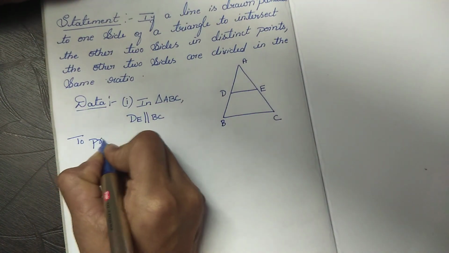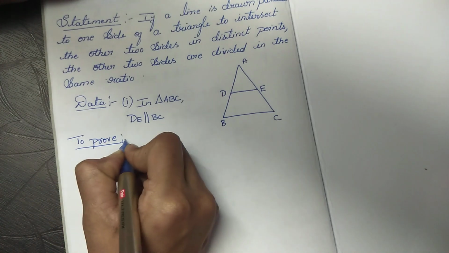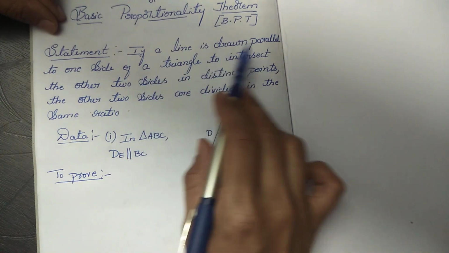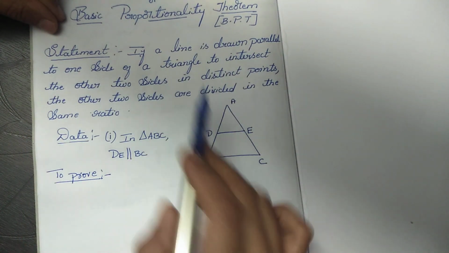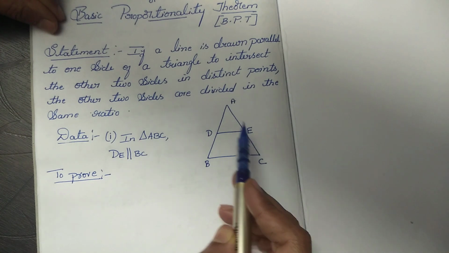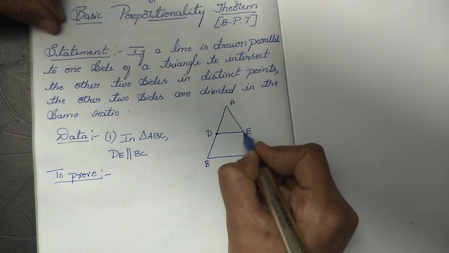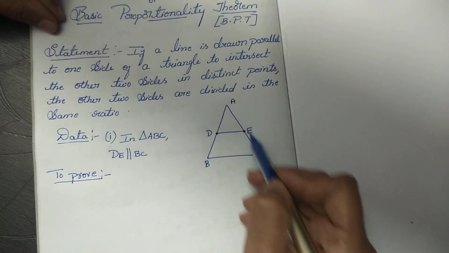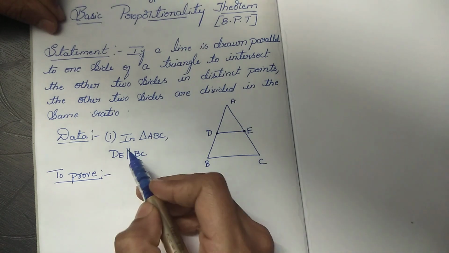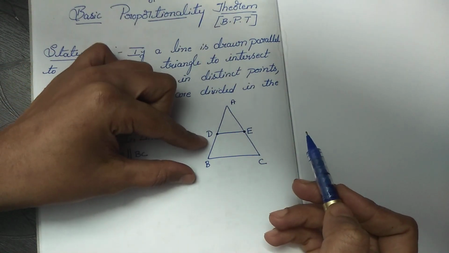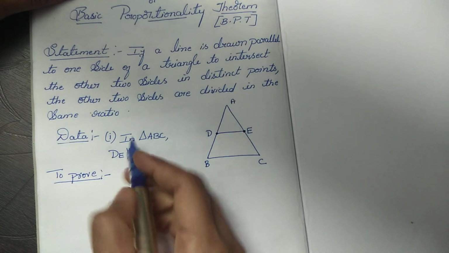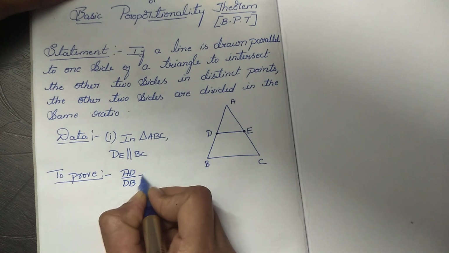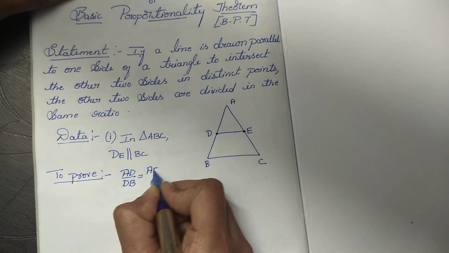Next we have to prove that. As per the statement, if a line is drawn parallel to one side of a triangle to intersect the other two sides at distinct points, then the other two sides will be in the same ratio. So we have to prove AD by DB is equal to AE by EC.